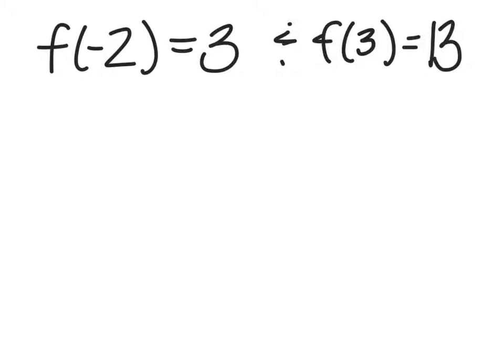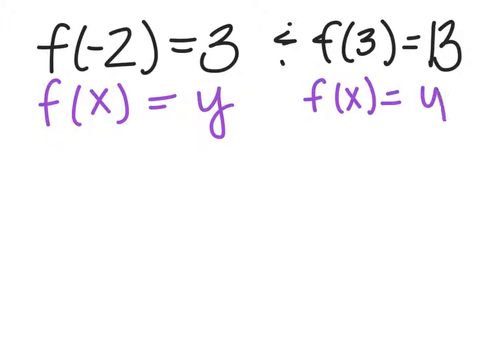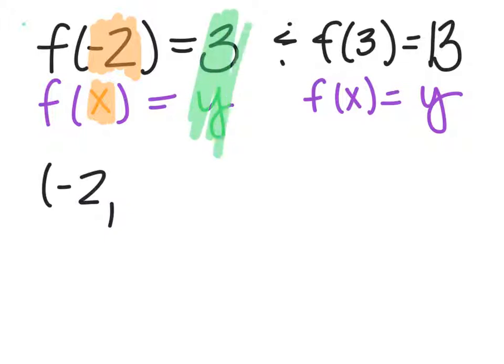So recall that this is normally written as f of x equals y. This is also written as f of x equals y. So that tells us a couple things. It tells us that our x value is -2 for this first point. And it tells us that our y value for our first point is +3.